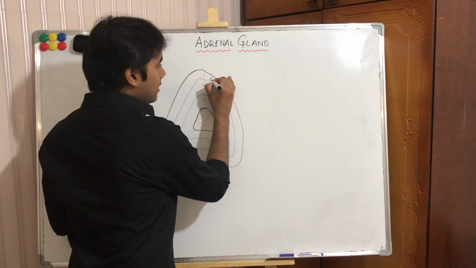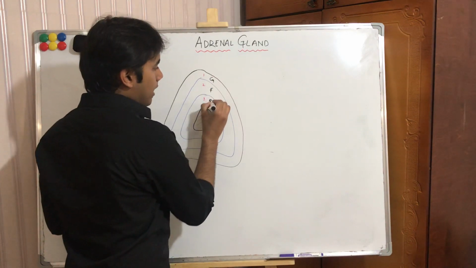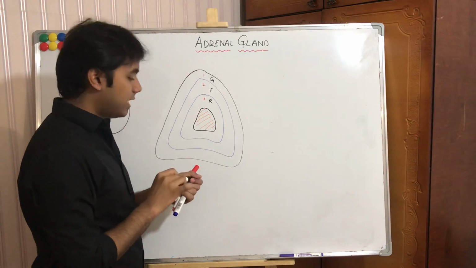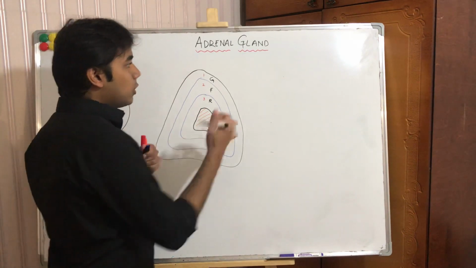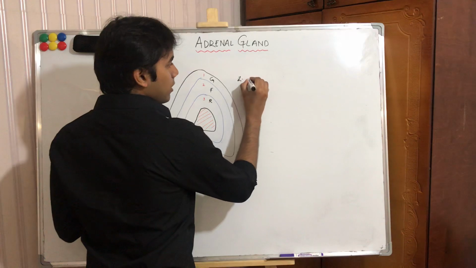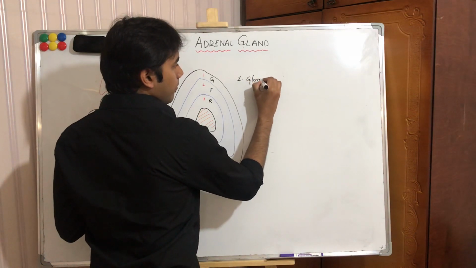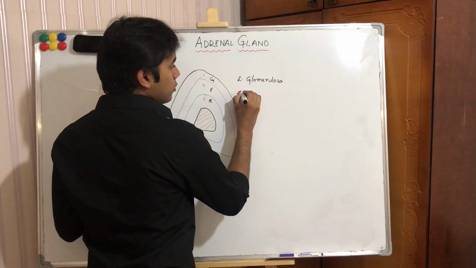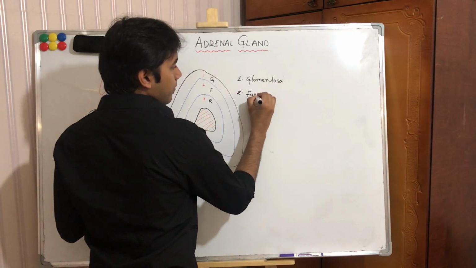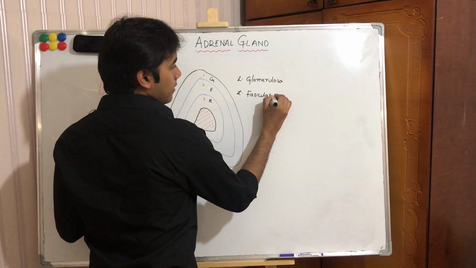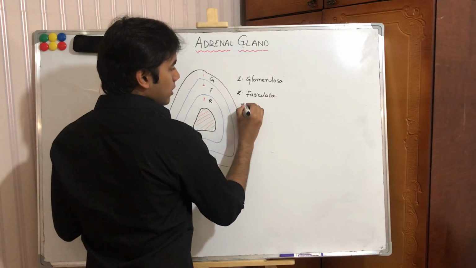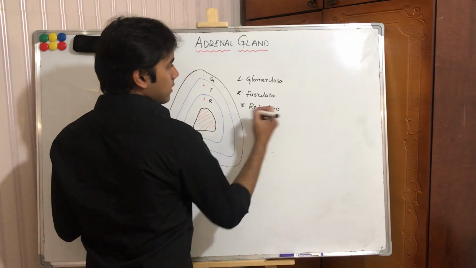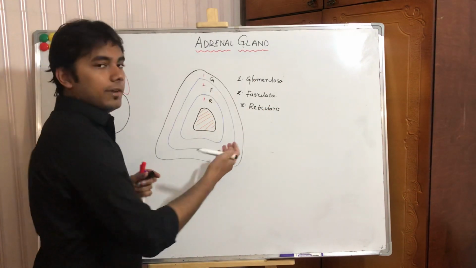Look, GFR. Clear? GFR. Now, what does G stand for? G stands for zona glomerulosa. F stands for zona fasciculata. R stands for zona reticularis. Clear?